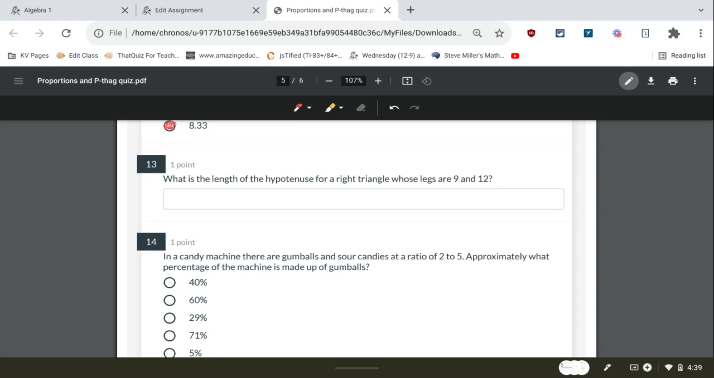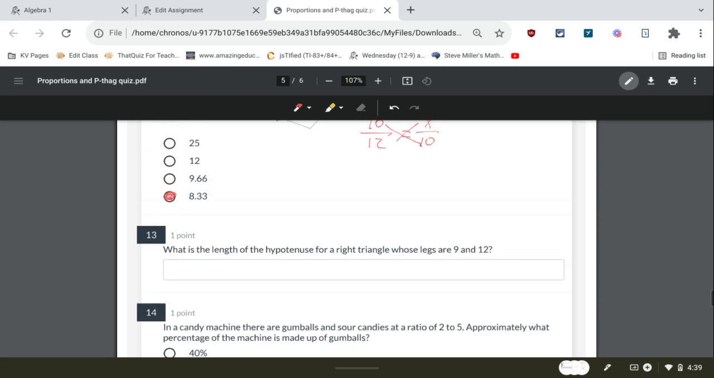What's the length of the hypotenuse for a right triangle whose legs are 9 and 12? They give us the legs, and we want to figure out the hypotenuse. You could draw the triangle if it helps. 9, 12. And then we're figuring out that one right there. So your setup would be 9 squared plus 12 squared equals x squared. That's how you could solve it the old-fashioned way with the Pythagorean theorem.